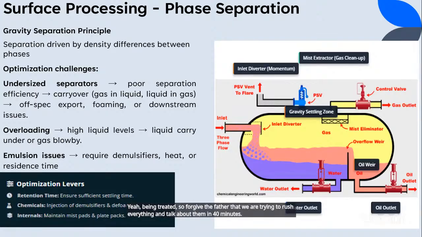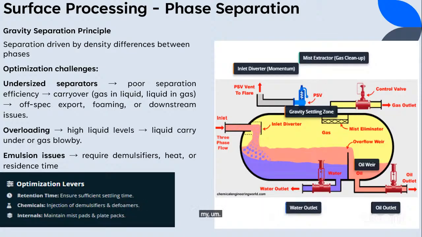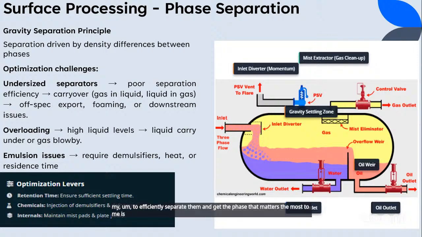So basically, our surface facilities are about what can actually give us efficient phase separation. So I tell people, as much as we are producing different phases of matter from the subsurface, not everything is important to us. I'm producing water, but I really don't need the water I'm producing along with the oil and the gas. So my ability to efficiently separate them and get the phase that matters the most to me is optimizing my production.